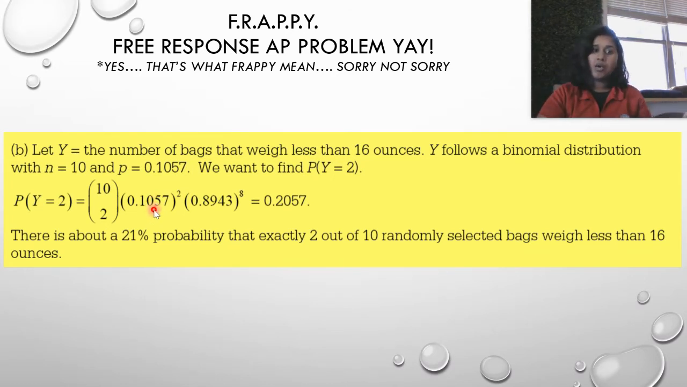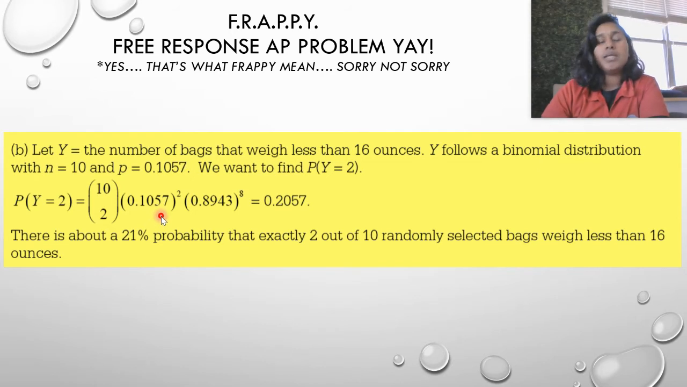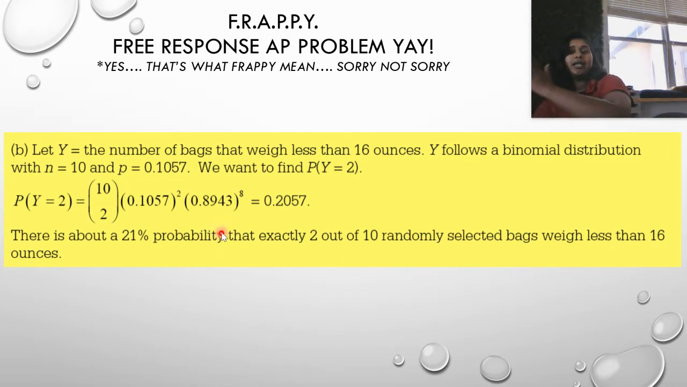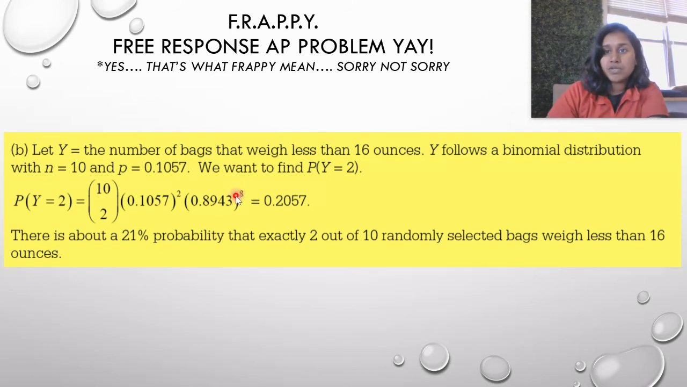So you take 1 minus 0.1057, and you get 0.8943, or the probability of your failure, the probability of getting 16 and higher, or really greater than 16, right? And I raise it to the number of failures, which would be 8. Multiply all that out, and you get 0.2057. So there's a 21% probability or chance that exactly 2 out of 10 randomly selected bags weigh less than 16 ounces. So this is a really easy question, but it's just about remembering how to set up a binomial distribution and how to recognize it.